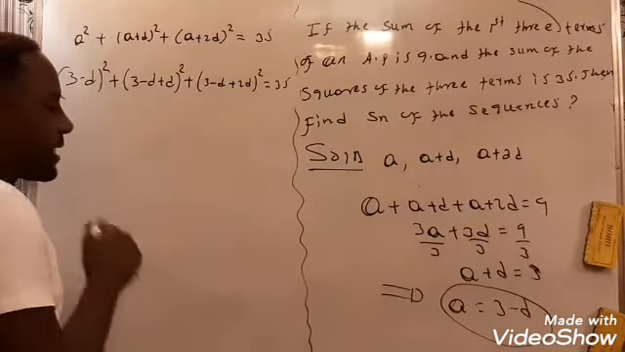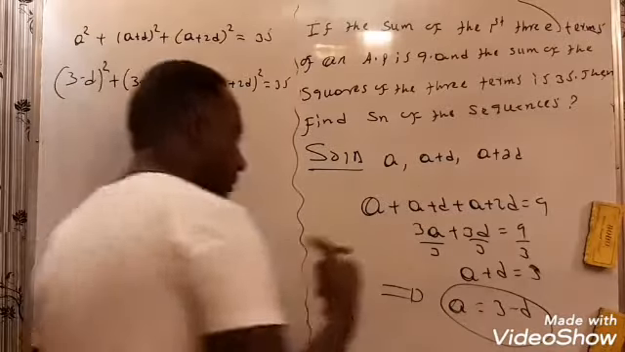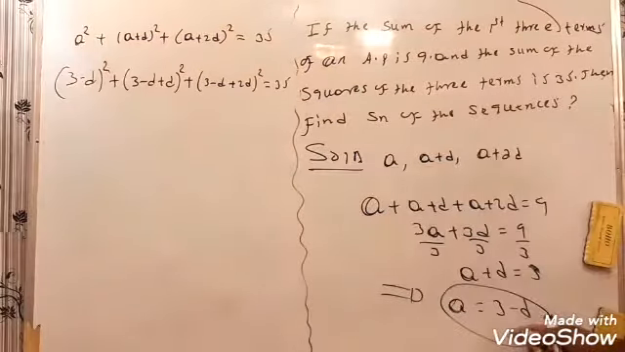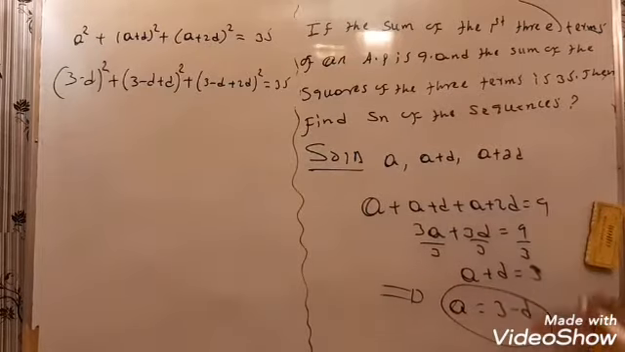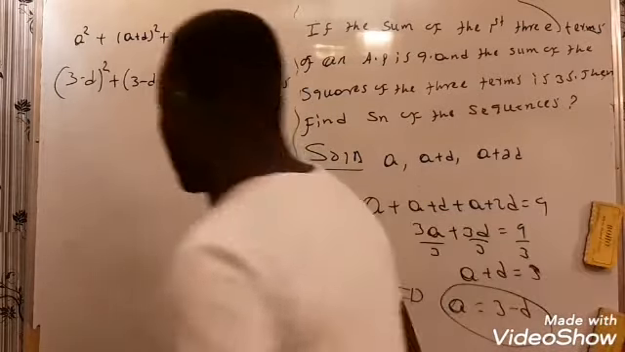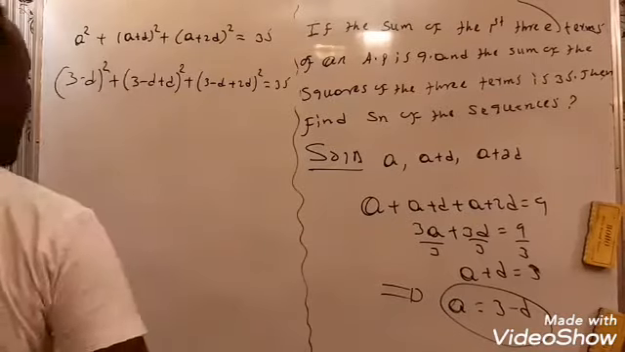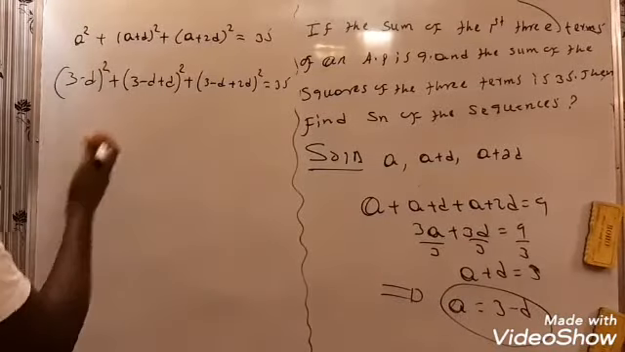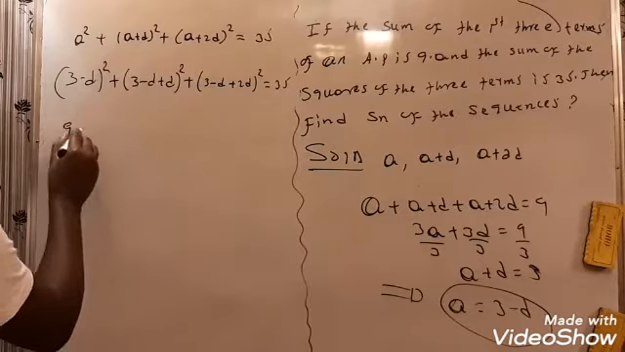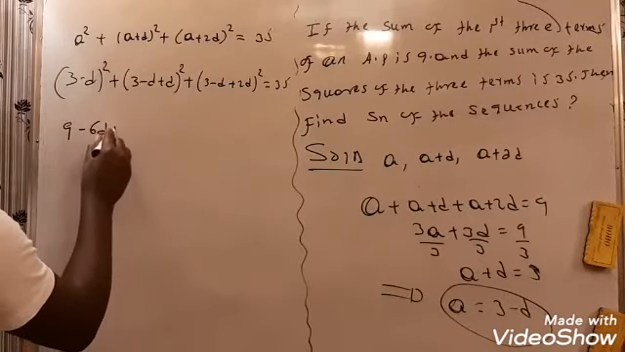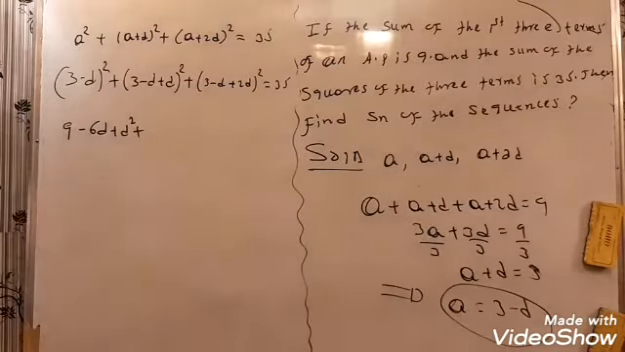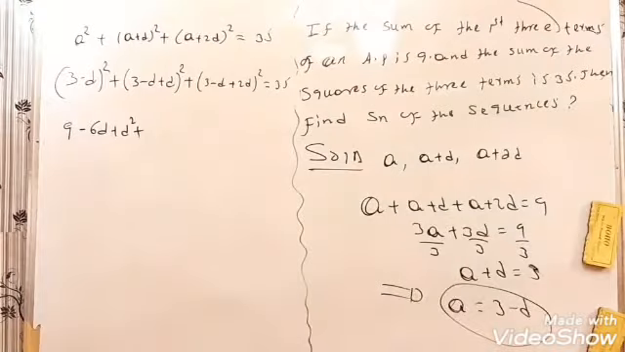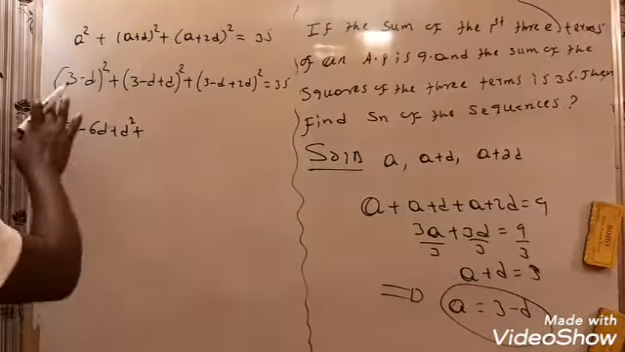As we see here, what I did was replace a with 3 minus d. In place of a, I have already replaced 3 minus d. So as you see there, 3 minus d the whole square, when expanded, gives 9 minus 6d plus d square, because we are familiar with how to expand any perfect square quadratic expression in general. So this is the result.